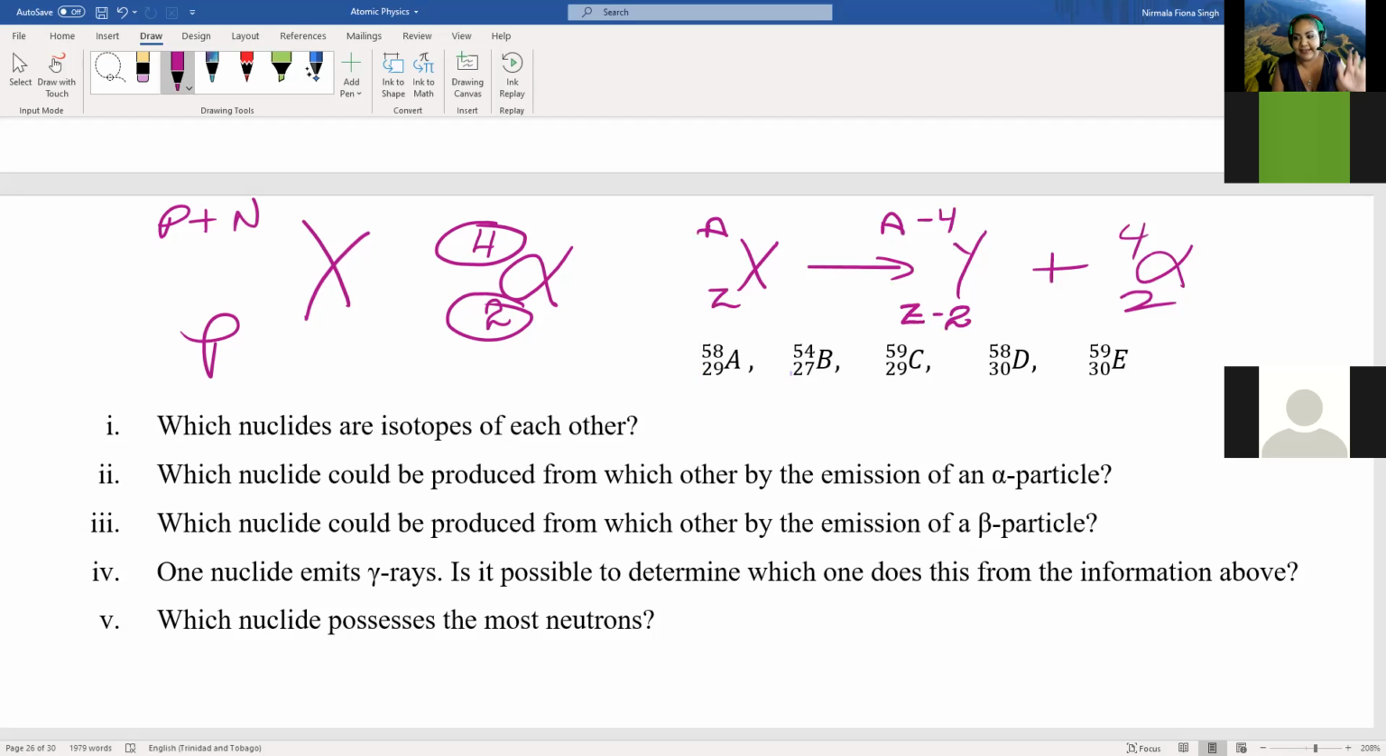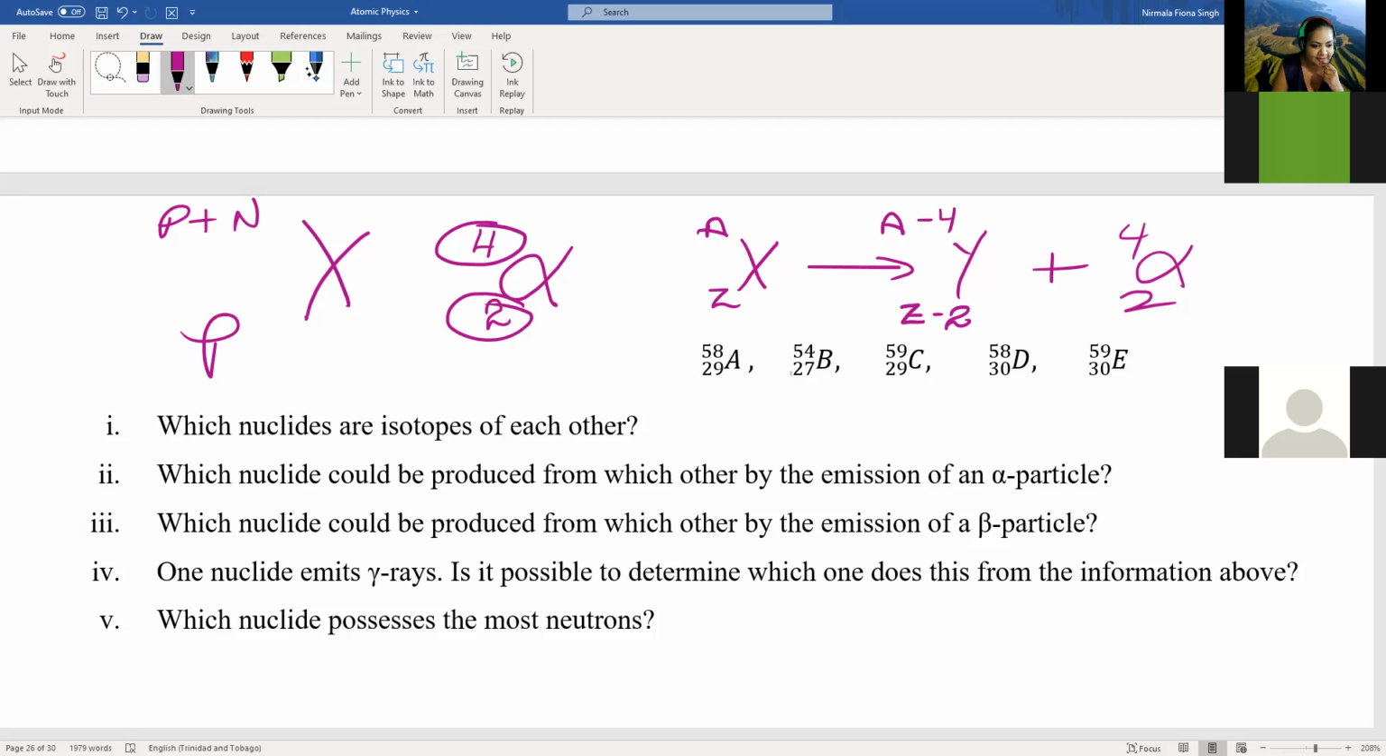So taking that into consideration, look at A, B, C, D, E, and tell me which one of those is a result of alpha decay, meaning you started with your parent nucleus, it got rid of an alpha particle, and now the daughter nucleus is left. Which two nuclides have differences of 4 and 2? There's actually only one answer: A and B. Very good.